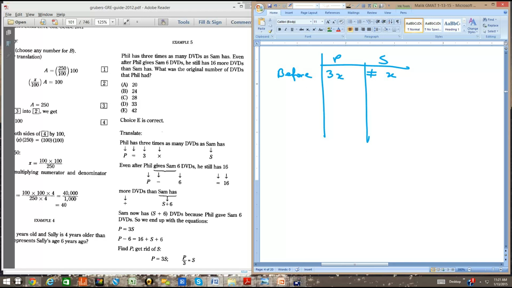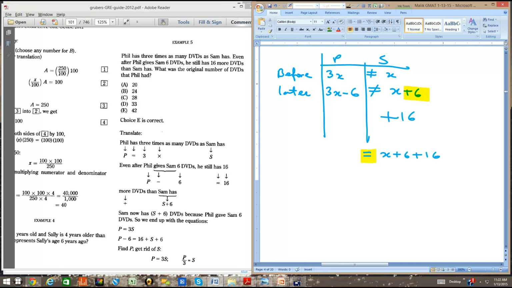And then later, what happens? Phil gives Sam 6 CDs. So Sam will have 6 extra. Very important to notice that. This part. And then he still has 16 more DVDs than Sam. So to make it equal, you have to add 16 to Sam's side. Now they're equal. x plus 6 plus 16.